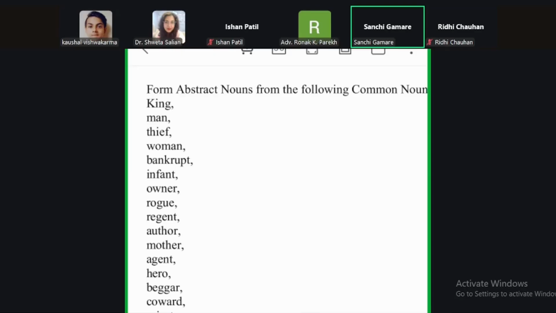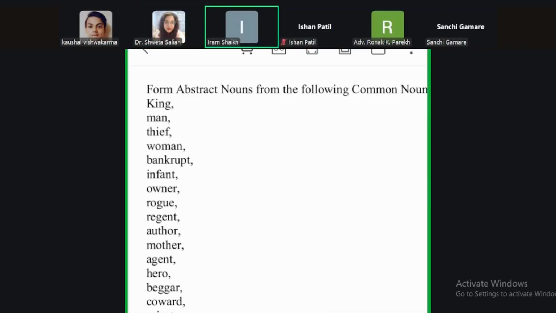King, kingship. Kingdom. Kingdom becomes a common noun. Kingship is a state. We are looking at a state, so the state of kingship, for instance.